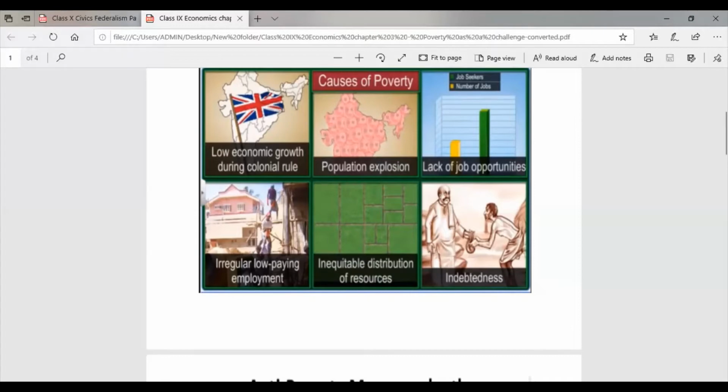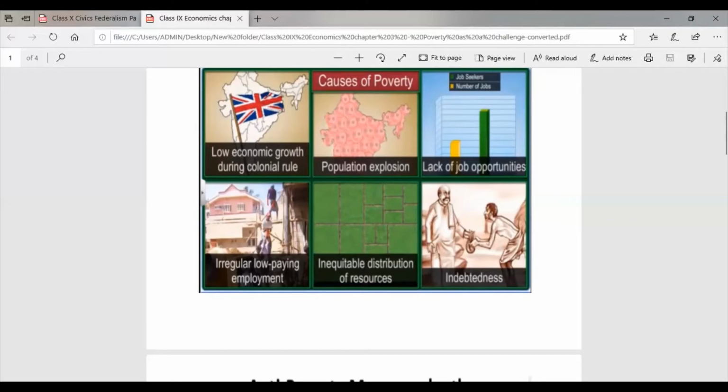India went through a long phase of low economic development during colonial rule. The policies of the colonial government ruined traditional handicrafts and discouraged development of industries like textiles. Finally, India achieved independence but remained a backward country, from a very prosperous country to an agricultural backward country. So this was the historical reason for the cause of poverty.